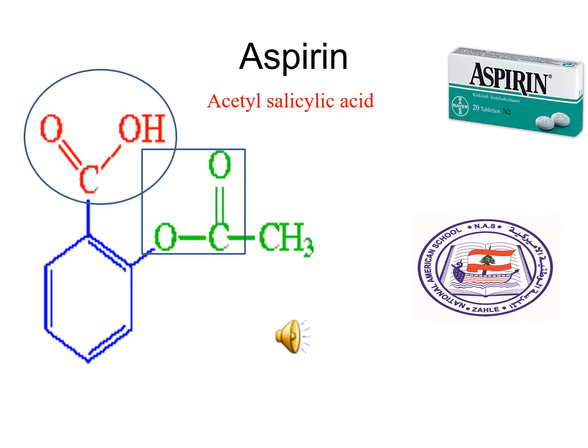Now we have to examine the aspirin molecule, or the acetyl salicylic acid molecule. As you can see, it's a humongous molecule. It has two important functional groups: a carboxyl group and an ester group. The carboxyl group, which is COOH, is simply denoted by the circle, and the group that we have in the square is the ester group. So please, this is the representation using the condensed structural formulas of aspirin or acetyl salicylic acid.